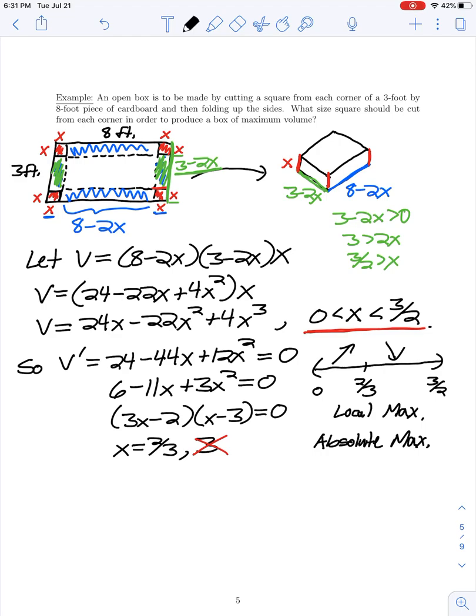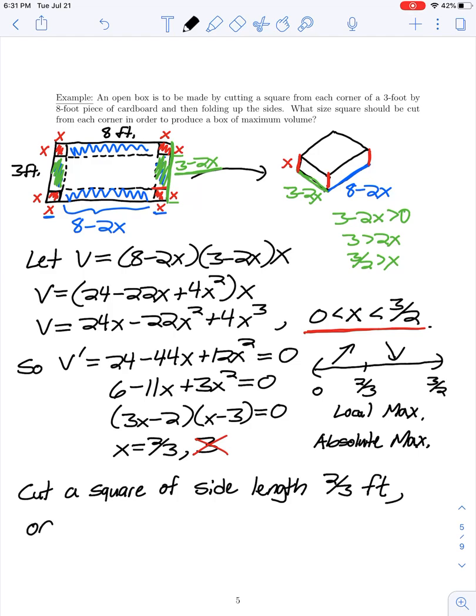So in order to answer our question, in the way that it was phrased, we were asked what size square should be cut from each corner in order to produce a box of maximum volume. Well, we should cut a square of side length 2/3 feet, or 2/3 of a foot. A foot is 12 inches, so 2/3 of that would be 8 inches. So we'll cut little 8 by 8 inch squares out from each corner, fold up the box, and that would yield the box of largest possible volume.